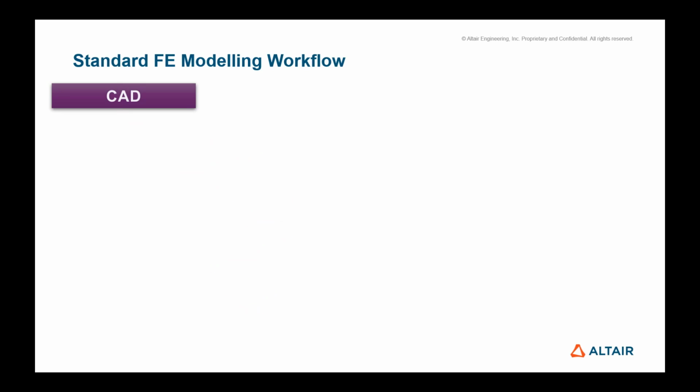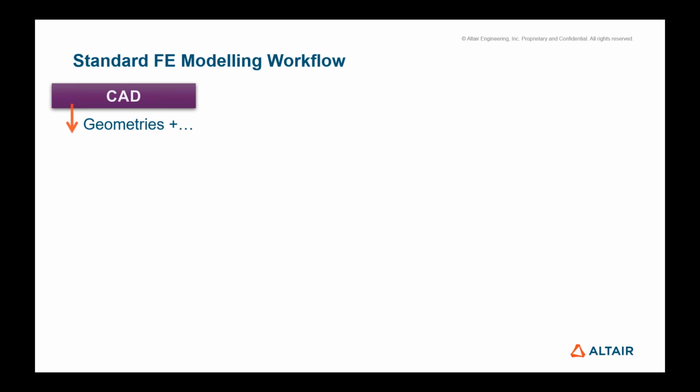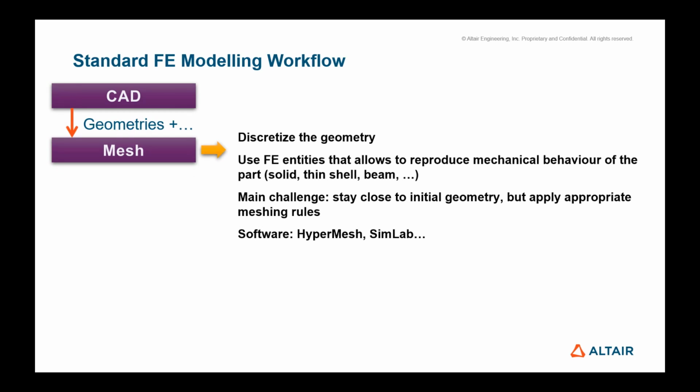For finite element analysis, the standard process is the following. First, get the geometries as clean as possible, get connection information and bill of materials. Then, one may proceed to meshing. First, selecting the type of elements to be used for the different components, spring, beams, shell, hexa or tetra, and then discretizing the geometries in finite elements. The quality of the meshing highly influences the quality of the result.